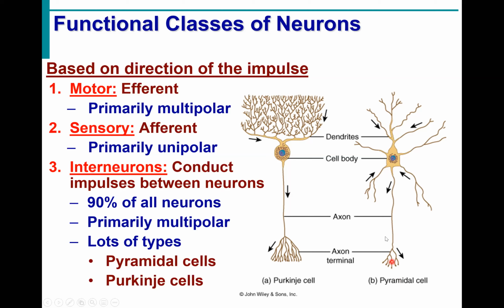These, on the other hand, because they have this kind of pyramid shape to them, are what are known as pyramidal cells. These are both multipolar, and they're both interneurons, but they have different names because they're in different locations. This one is in our gray matter of our brain, in that cerebrum.